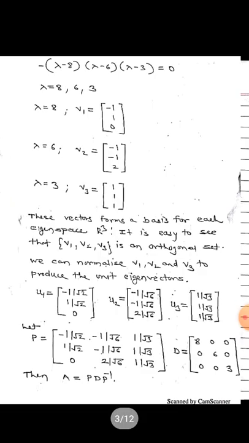Here we have to calculate the unit vectors for the P matrix because this is a symmetric matrix. Otherwise, we put P equal to the matrix of v1, v2, v3, and D is nothing but the diagonal entries of eigenvalues. Other elements are zeros.